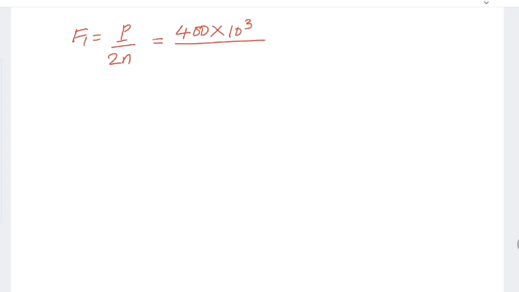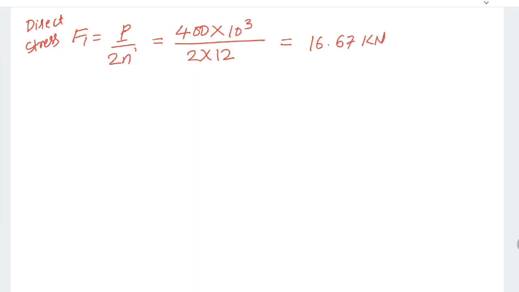I'll be converting it into Newton. The total load is distributed by the number of bolts. How many bolts are there? A series of 2, 12, so a total of 24 bolts are there. How much is the load? 400 kilonewton on the bracket plate. So each bolt carries this direct stress. F1 is nothing but direct stress, and F2 is nothing but the stress due to the applied moment. So total load divided by number of bolts, you'll be getting how much?